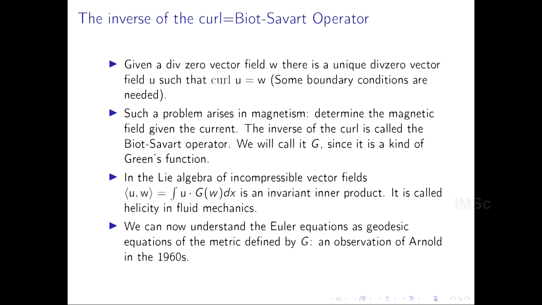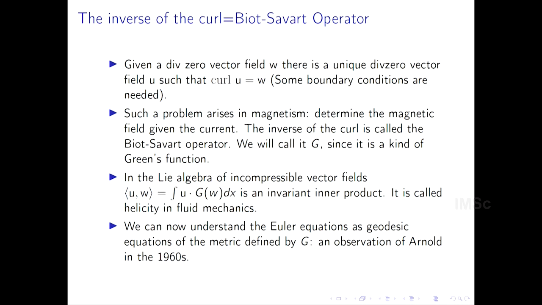So the inverse of the moment of inertia is the thing that appears in the equation. The inverse of curl is a well-known Green's function, which I'm sure we have all seen. It's called the Biot-Savart operator. It appears in magnetism.